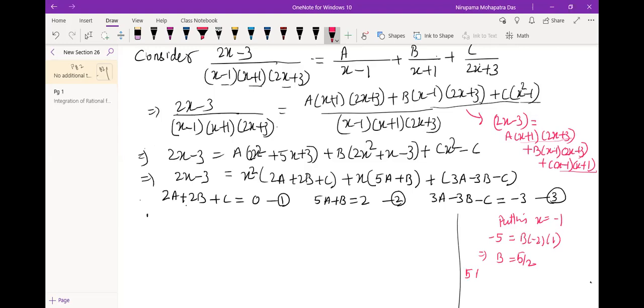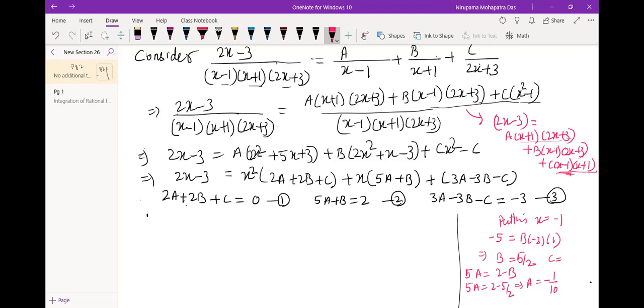Okay, so 5A equal to 2 minus B. It means 5A equal to 2 minus 5 by 2. So you are getting 4 minus 5, so basically A will be minus 1 by 10. And for C, you can put the values here, or you can put x equal to minus 3 by 2. If you put x equal to minus 3 by 2, this is 0, this is 0, you can get C.